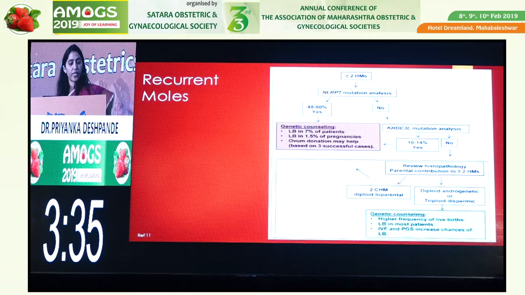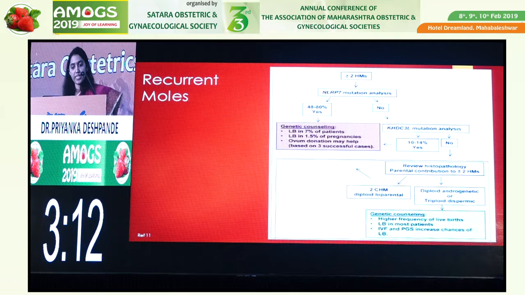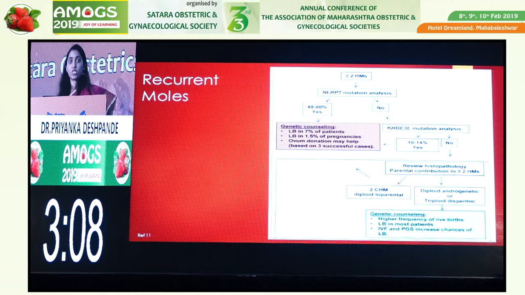So in cases of recurrent mole, when the patients ask us if the next pregnancy is going to be normal, if I do her NLRP mutation analysis and yes, it comes out to be positive, then I have to counsel the patient for ovum donation because there is a problem in her ovum and she might need ovum donation and IVF to have a chance of a normal pregnancy. However, if this comes negative, there is another but less commonly seen NHDCL3 mutation. If that comes positive, again, I will have to counsel the patient for ovum donation.